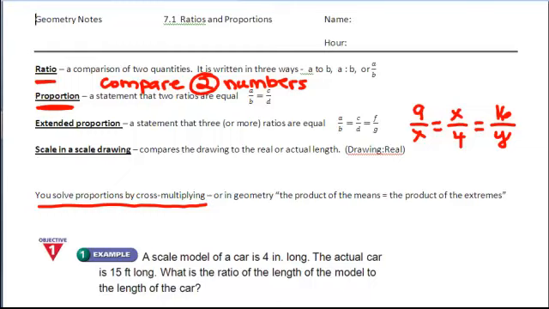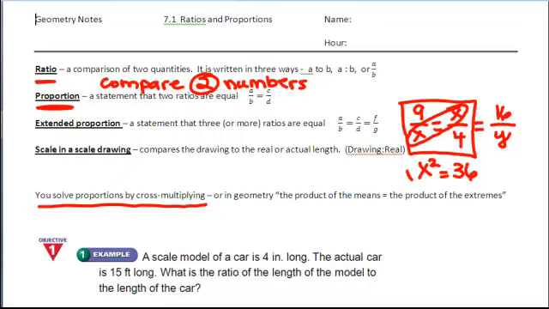When you have something like this, you can only do two at a time. I'm going to pick the one that has the same variable. We're going to be cross multiplying. x squared equals 36, square root. In this case, x equals 6.